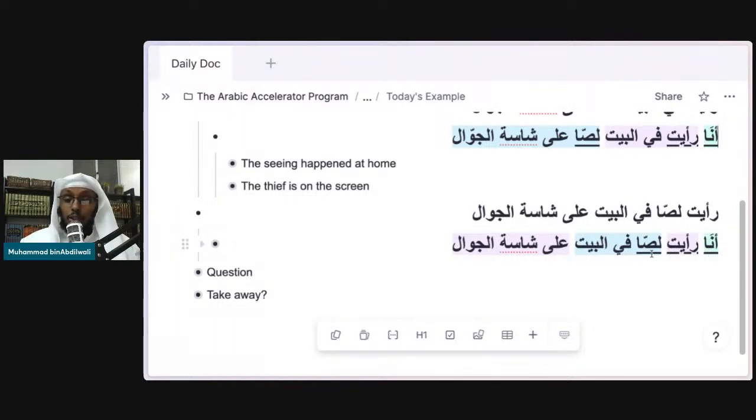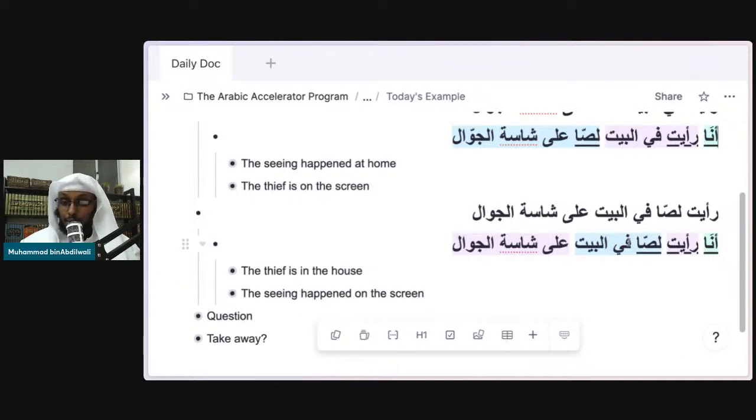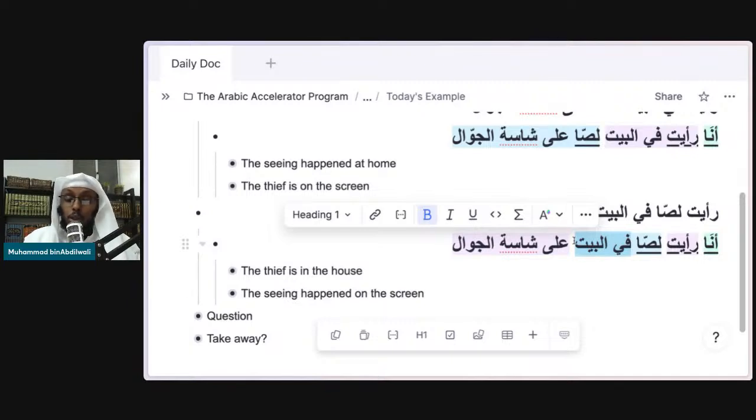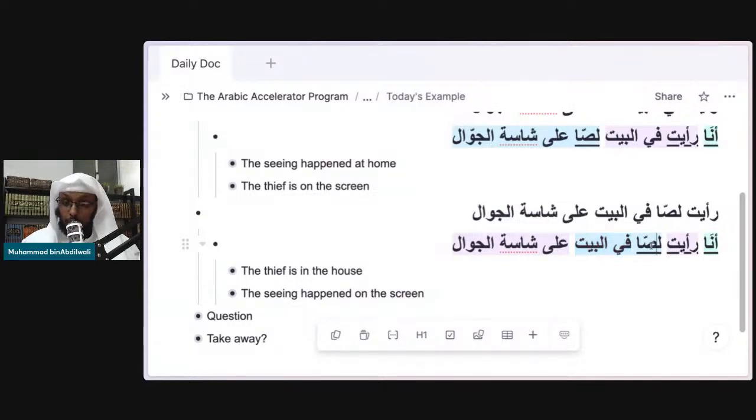Over here, this is different now. Now the لصا is في البيت. Why? Because here we have a jar majroor, which serves as an adjective for the لصا. We say here jar majroor متعلق. It modifies, or is connected to, the thief. It tells us where the thief is. So the thief is in the house. So I saw a thief in the house.